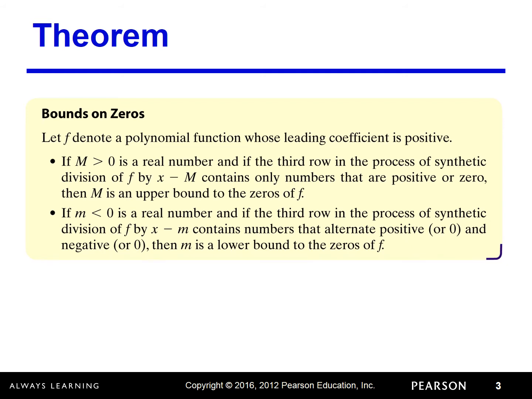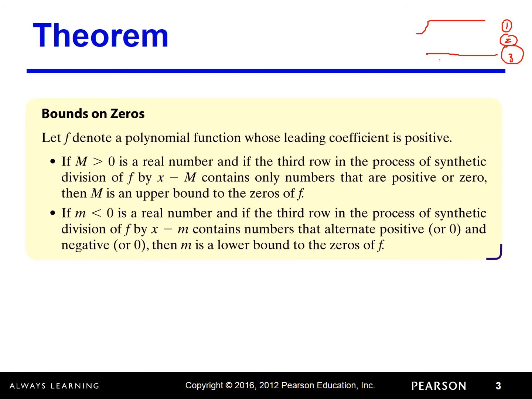And if the third row in the process of synthetic division, in other words, when you do the synthetic, you've got 3 rows, the coefficients, another row, and the line, and then here's the third row, 1, 2, 3. If the third row contains only numbers that are positive or 0, then big M is an upper bound on the zeros of f.